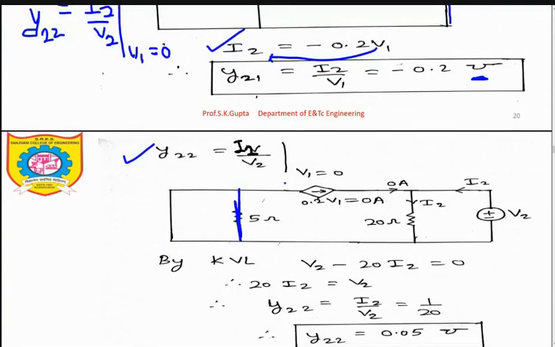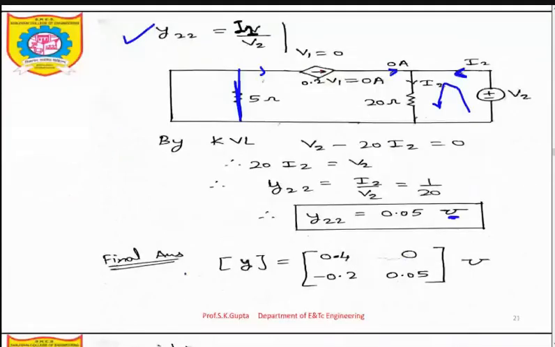As my V1 is 0, the current source value 0.2 V1 is also 0 ampere. That means I1 current is 0 ampere and this is 0 ampere. So from here 0 ampere is coming. And from port 2, I2 current is coming. Okay.